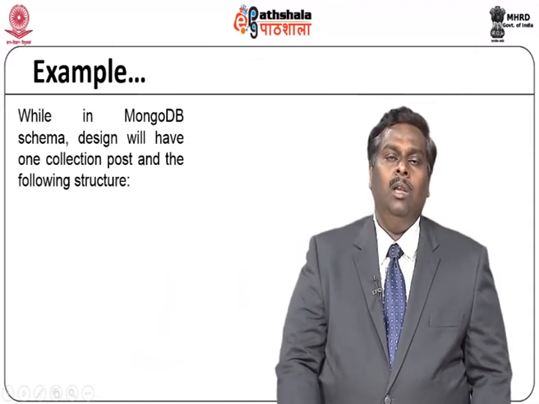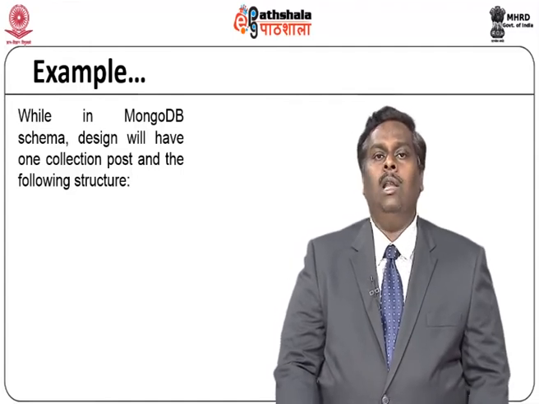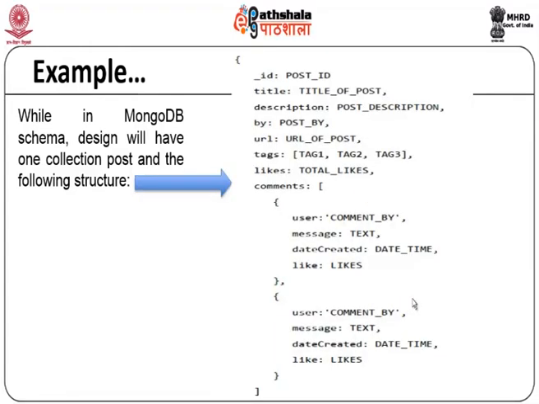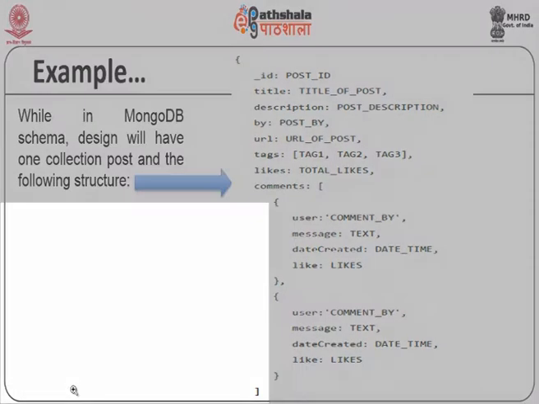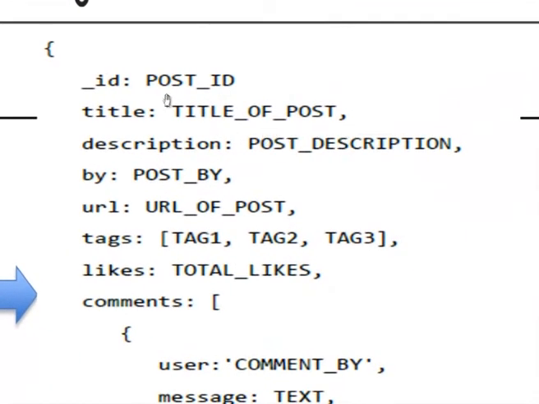but in case of a MongoDB environment you do not require 3, instead you just require only one collection of posts and it will have the following structure. So, here you can find the structure having an ID. The ID indicates one important document highlighting the post ID. The title of this document is the title of the post, the description of this document is the post description, and who posted it, in which particular URL, the tags associated to it and the likes.